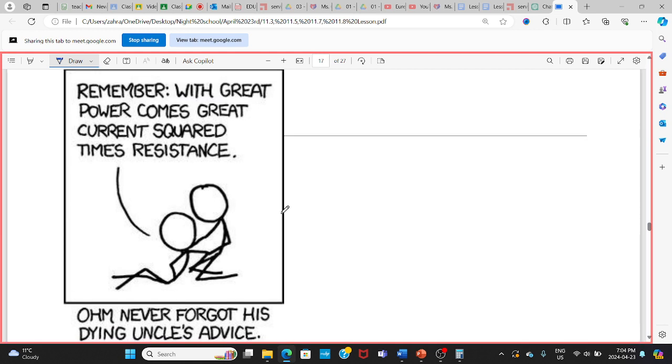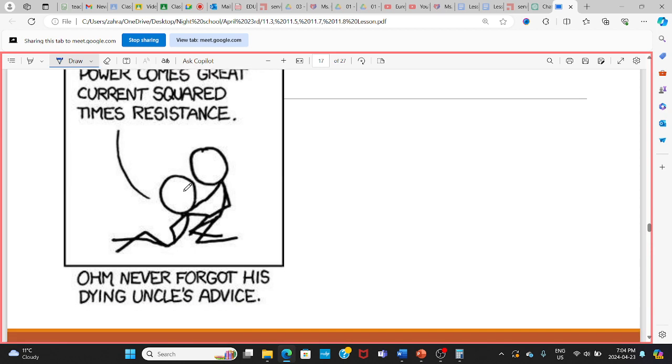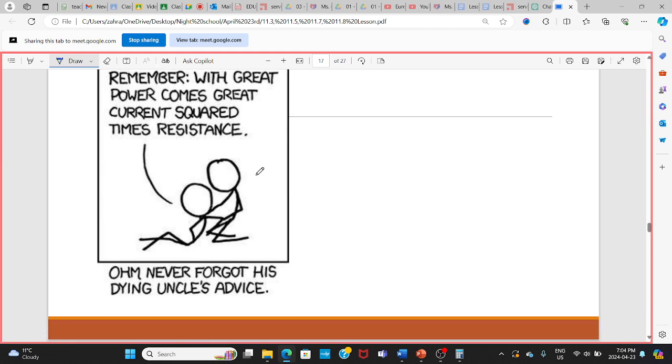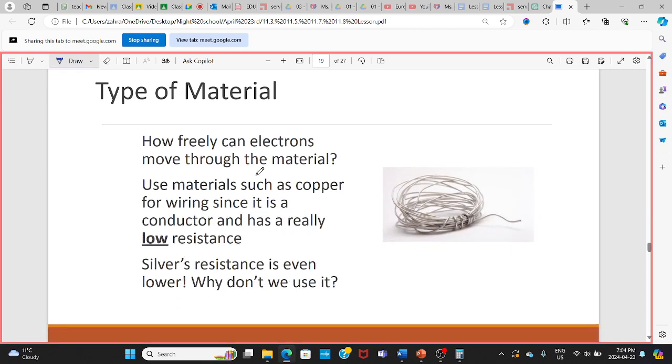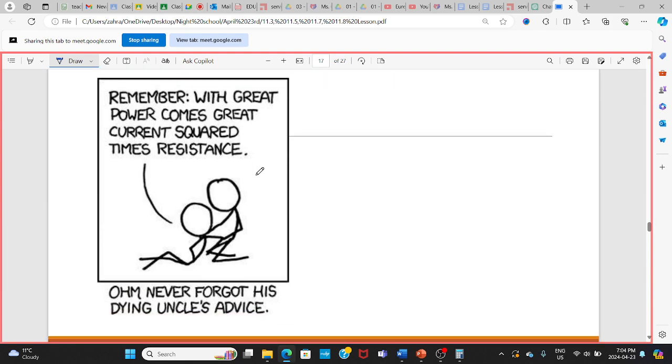Okay, so for fun, remember with great power comes great current squared times resistance. I'll never forget this. Okay, so what is that? All right, so this is another equation I think is funny, but let me see if this is here. Maybe I prove that for you. Okay. So power again, we said power is equal to voltage multiplied by current.